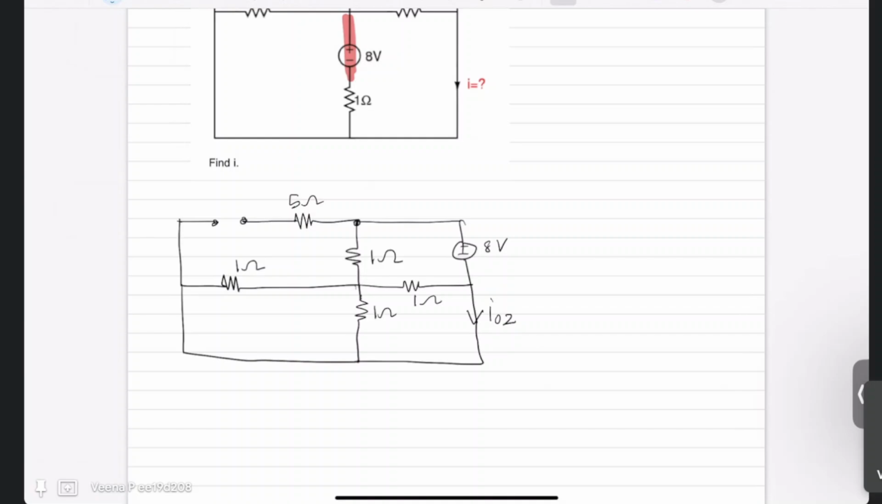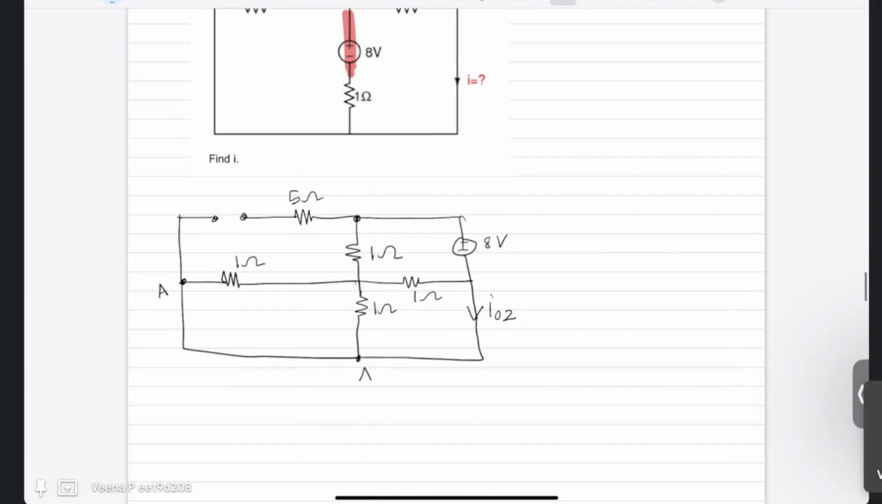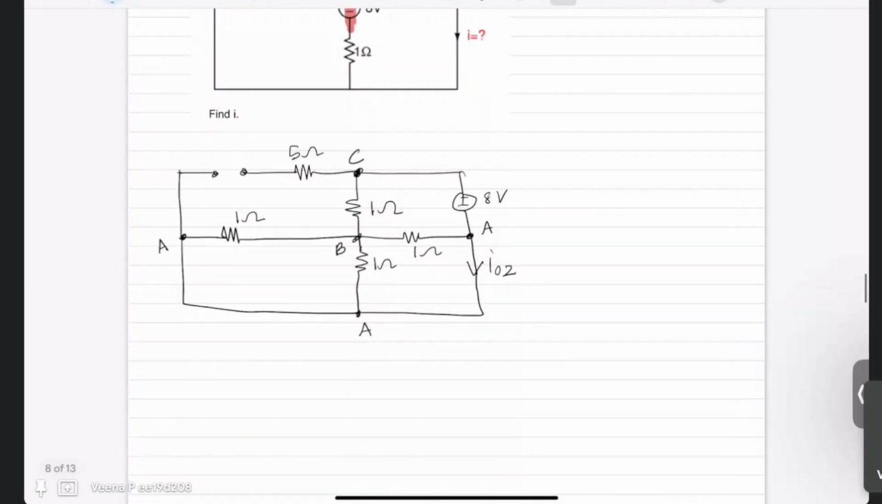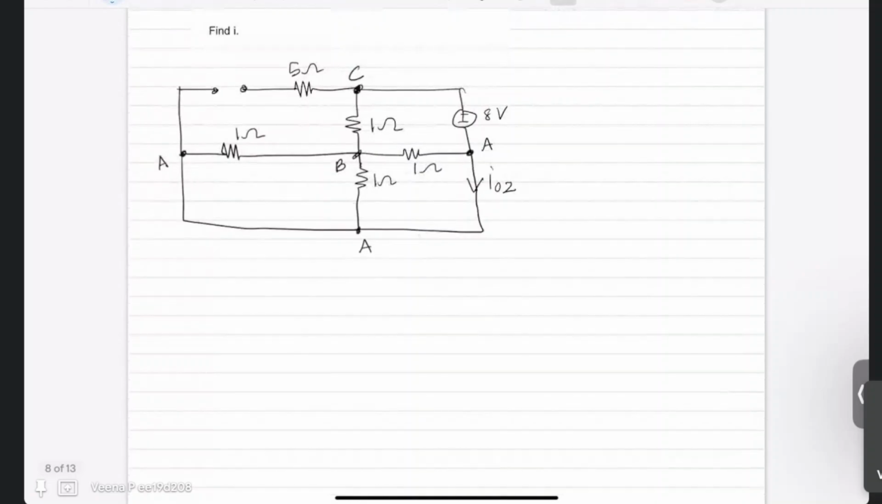Now, as in the previous case, if you name the nodes, you are naming this node as A. That is the same node here, A. That is the same node here, A. But this is different. You can name it as B and this as C. So now you have different nodes. Now if you look closely, you can draw the equivalent circuit where your voltage source comes between A and C. So if my A is here and my C is here, in between them you have a voltage source of 8 volts. Now where is B? B can be somewhere here.